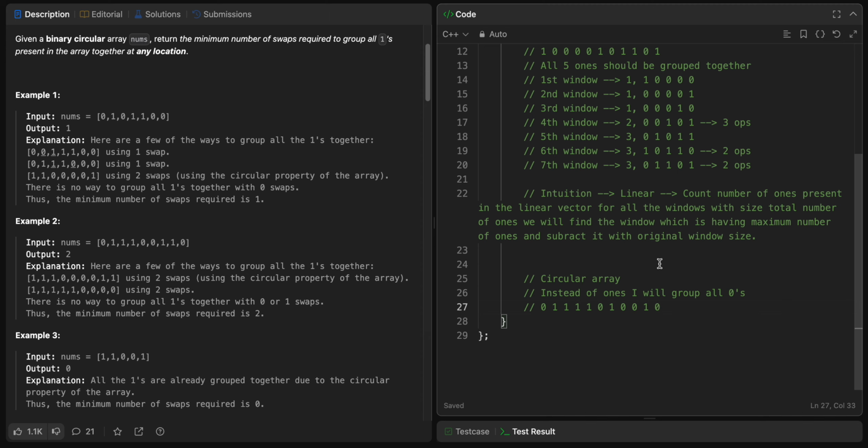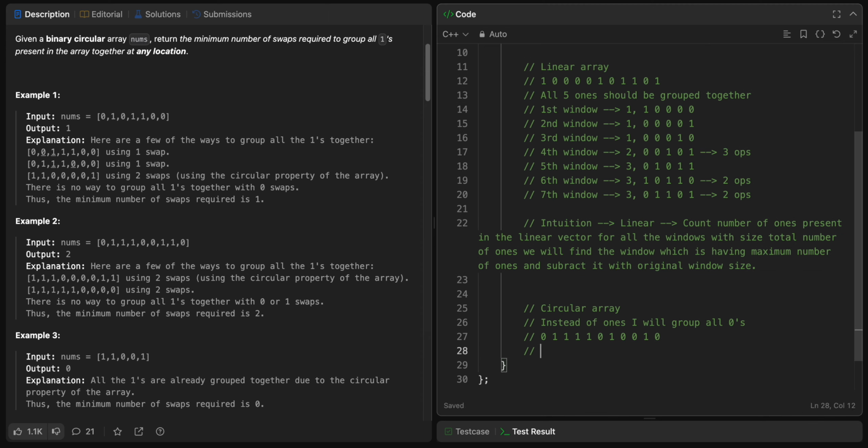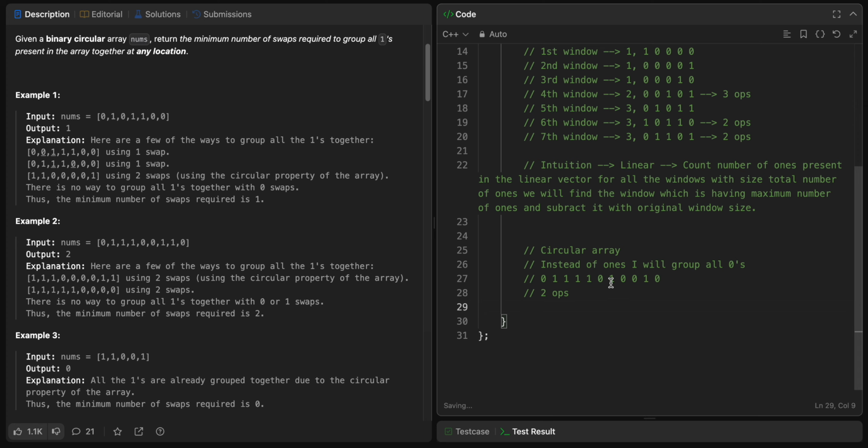So here for zeros, it would be the same, right? Earlier it was zeros and now it was ones. So if I brought all zeros together into a window, then the number of operations to group all zeros together would be two operations, right? And those two operations would be what? This one would be swapped with this zero, and this one would be swapped with this zero. So how will I get the answer in that case?